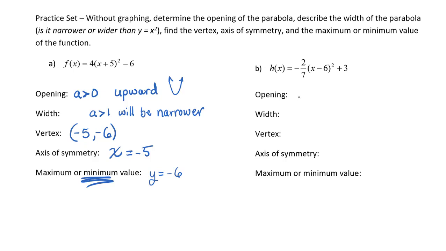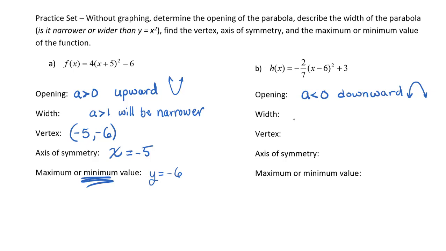In part B, we have h of x equals negative 2/7 times the quantity x minus 6 squared plus 3. We know that this function is opening downward because a is less than 0. So downward. And the parabola will be shaped like this, kind of like an upside down U.